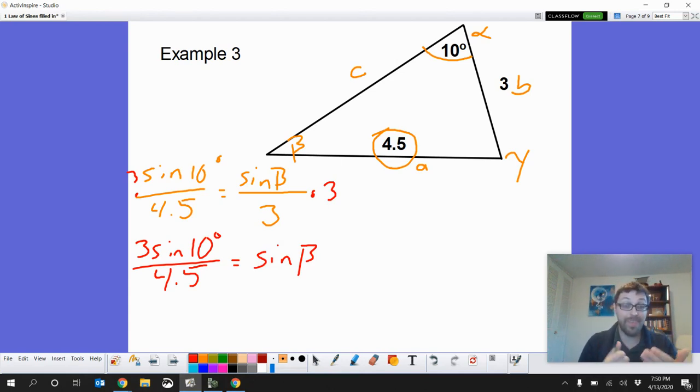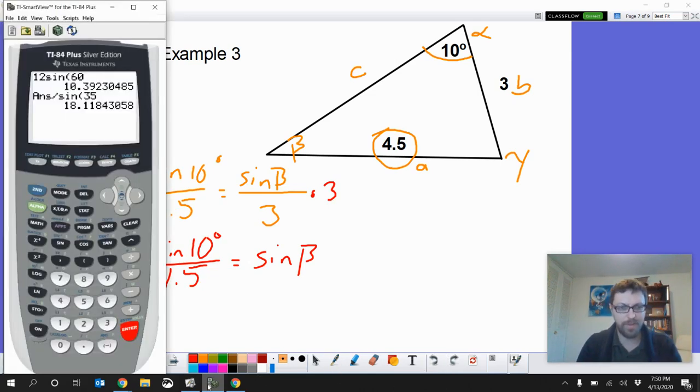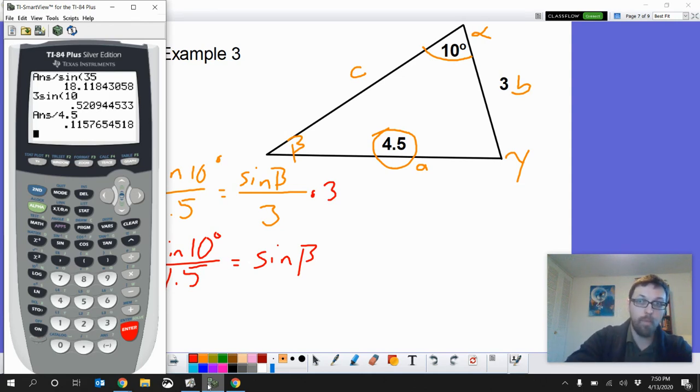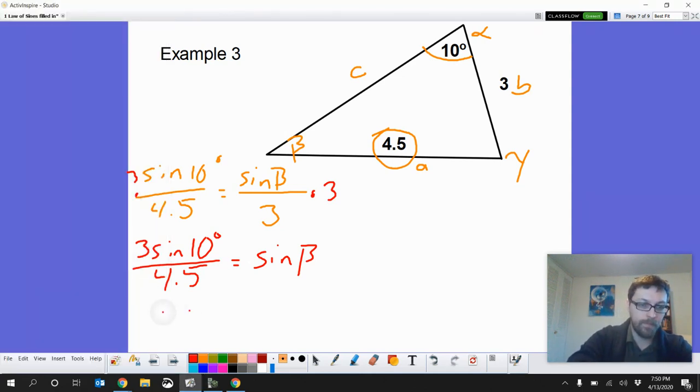Now I need to get rid of that sine beta. And you know what? Just to make my life simple, I'm going to simplify all of that, get that thing turned into a decimal. I'm going to get a gross decimal at the end anyway, so might as well just do it right now. So 3 sine of 10 divided by 4.5. And I get 0.116. Sorry for an extra decimal there.